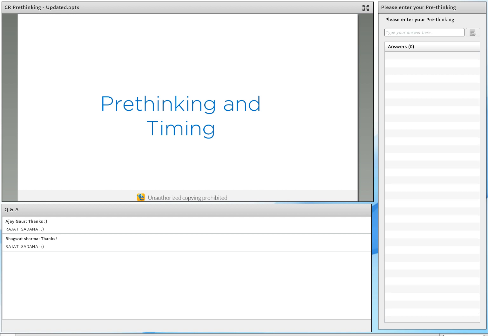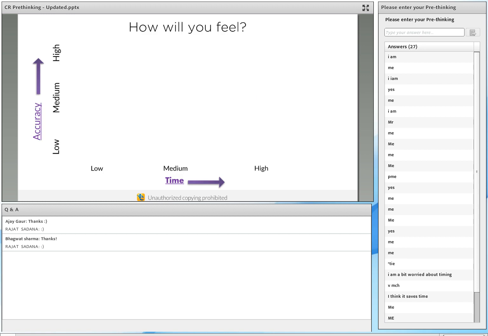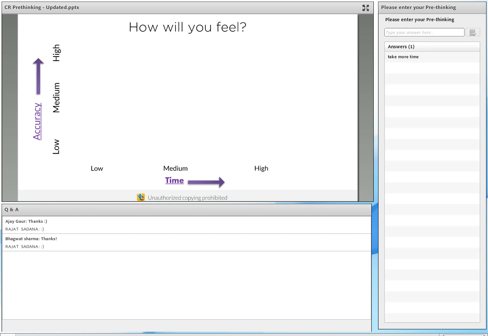How many of you are concerned about timing with regards to pre-thinking over here? How many of you are concerned about timing? A lot of you are. Good. You're a bit worried about timing. That's good. It's good to be worried. It's good to actually put in your concerns over here. And here is how your pre-thinking journey will go about.